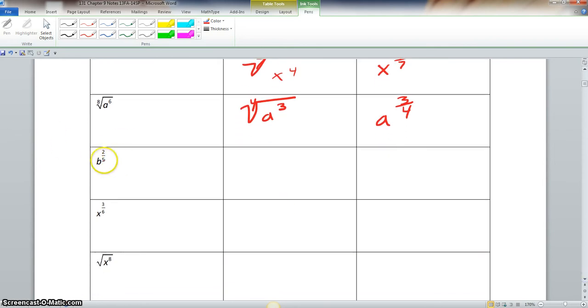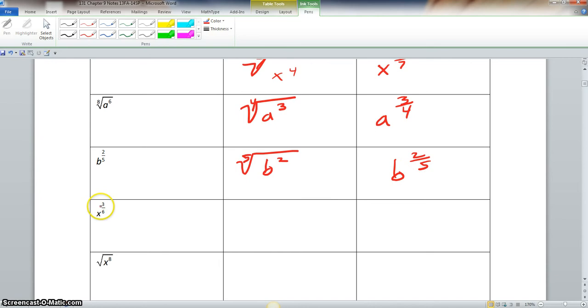Now we scroll down here, b to the 2/5. We'll write this as a simplified radical. It'll be the 5th root of b squared. Now we will write this as a simplified exponent. It'll still be b to the 2/5.